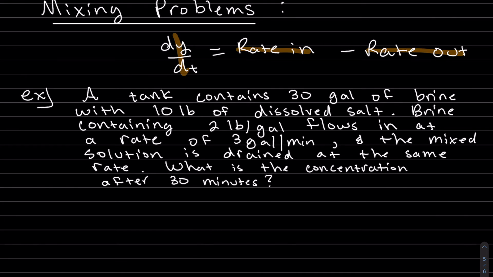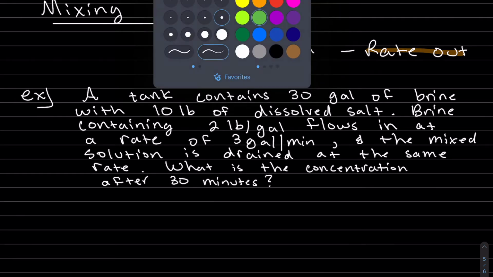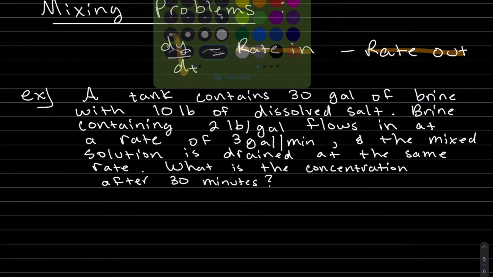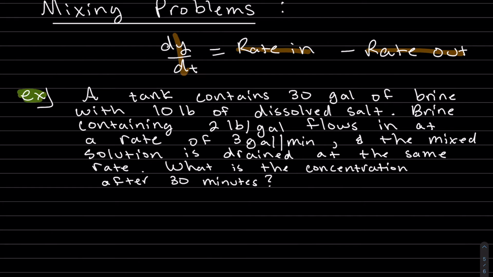Okay, so our first example has a tank that contains 30 gallons of brine with 10 pounds of dissolved salt in it. Brine containing 2 pounds per gallon flows in at the rate of 3 gallons per minute, and the mixed solution is drained at the same rate. So we want to find out what the concentration is after 30 minutes.